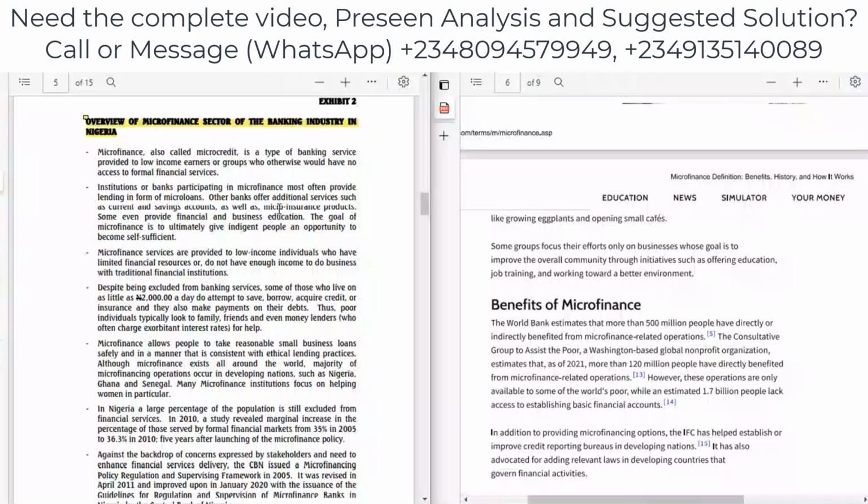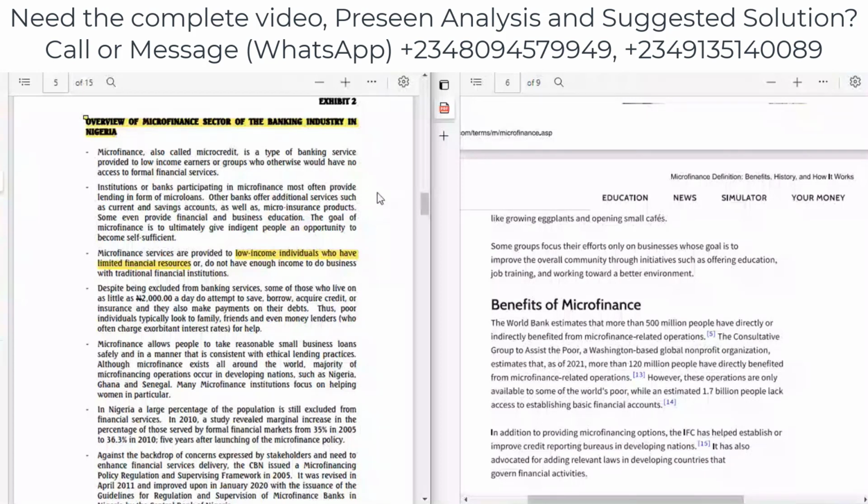Microfinance services are provided to low-income individuals who have limited financial resources or do not have enough income to do business with traditional financial institutions. So the emphasis is on low-income individuals that have limited financial resources. Why like that?